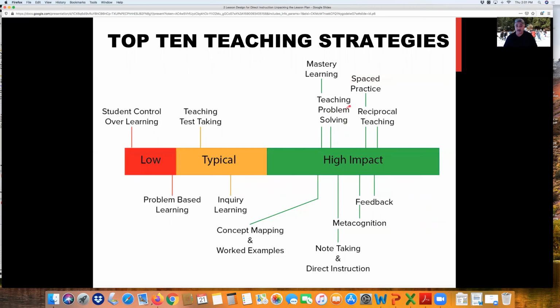Teaching problem solving, what an important aspect of learning, and it's one of the most impacting in terms of academic achievement. Note taking and direct instruction, the model we're talking about today, is also super important, one of the top rated strategies. Mastery learning, concept mapping, and worked examples. When you're teaching particularly difficult concepts, when you have a worked example, it is much easier to understand the process once you see something that's a positive example. And that's why modeling is so important within the lesson.